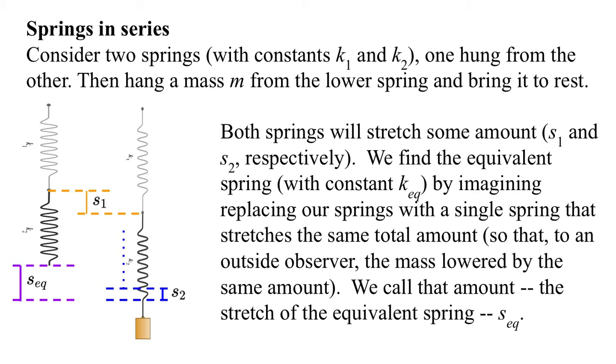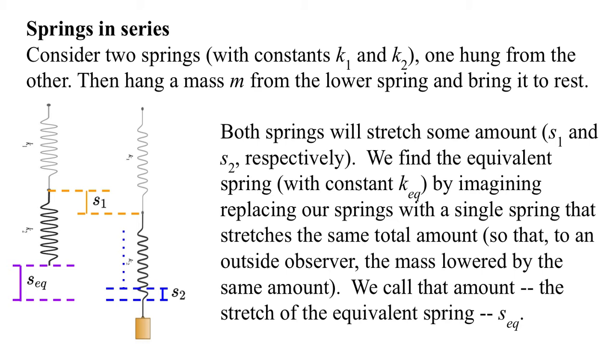So consider two such springs with constants k1 and k2. One is hung from the end of the other, and then we hang a mass m from the lower spring and bring it to rest, so get it back in equilibrium. Here we're going to assume the springs are essentially massless by themselves. You can analyze it otherwise, but non-massless springs are kind of awkward, and they're certainly outside the bounds of an AP1 class.